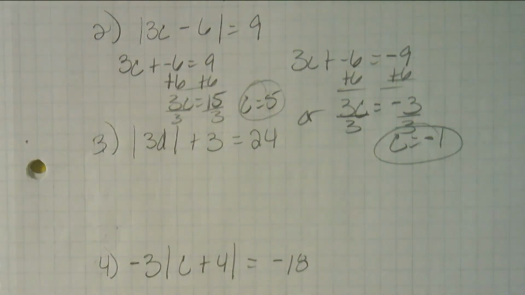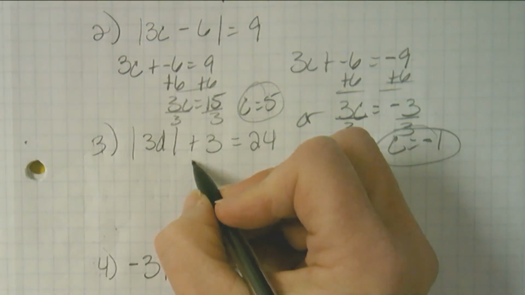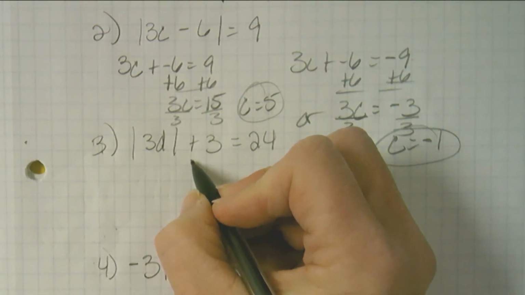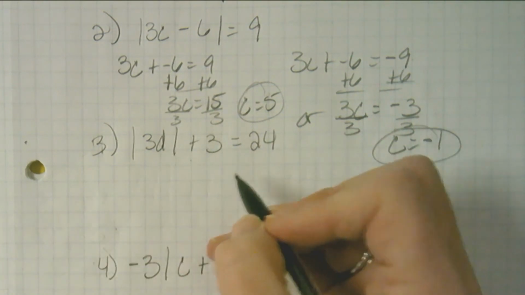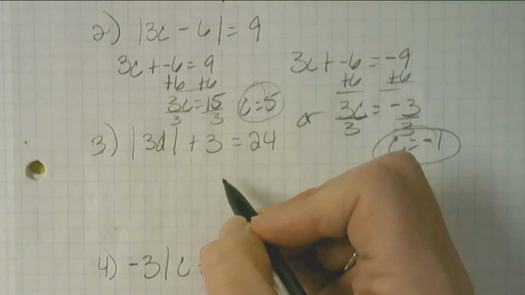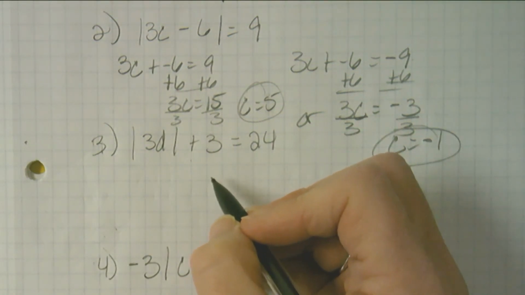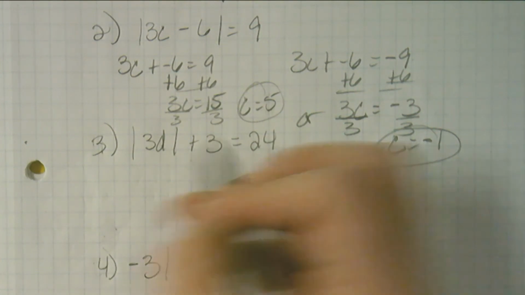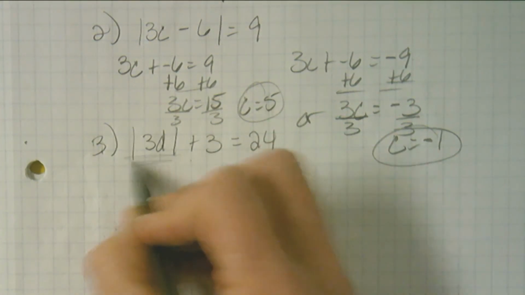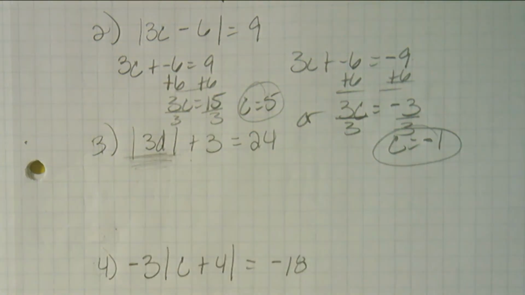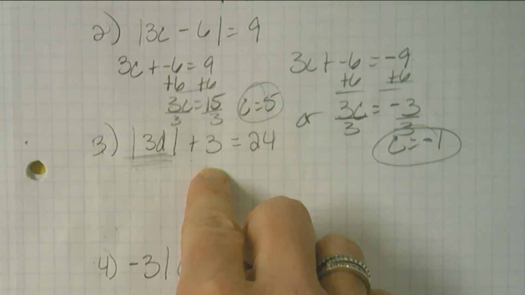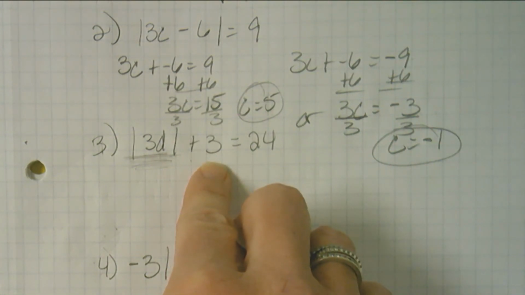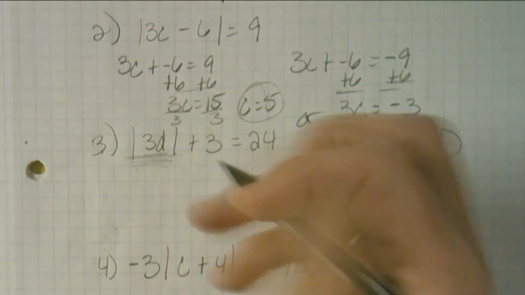Matthew, go ahead. I can't split this yet. I have to get the absolute value part alone first, before I can split anything. So get rid of that plus 3. What can I add to a 3 to turn into a 0? So I'm going to add a negative 3.